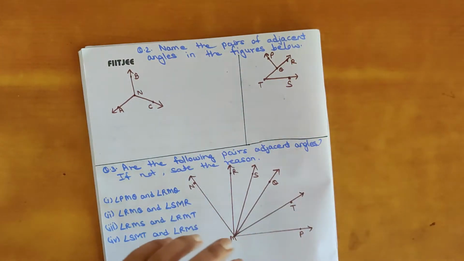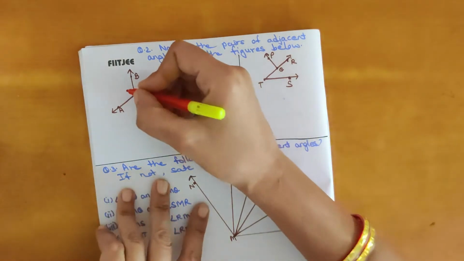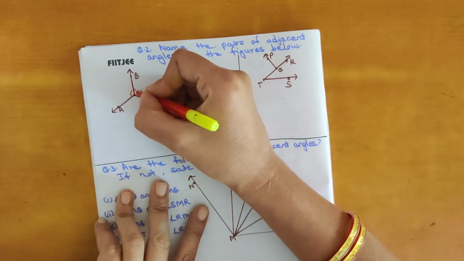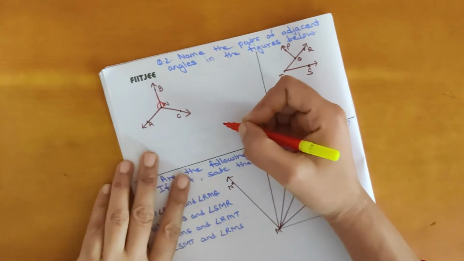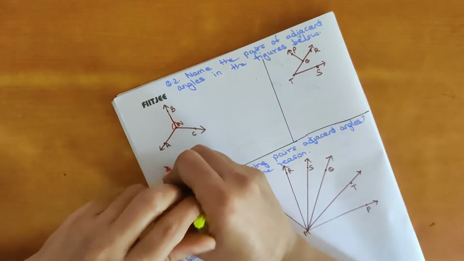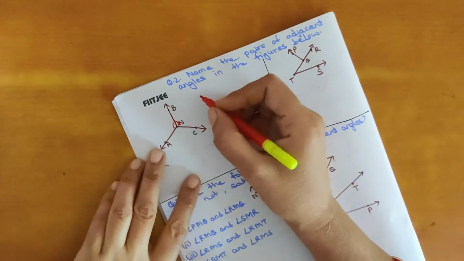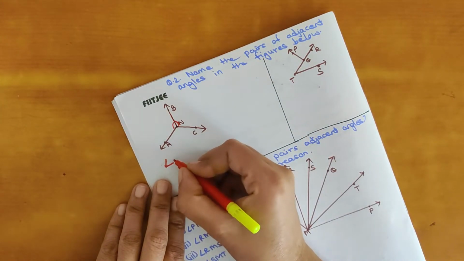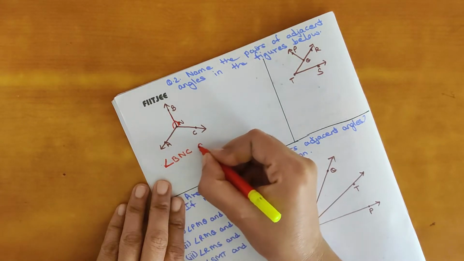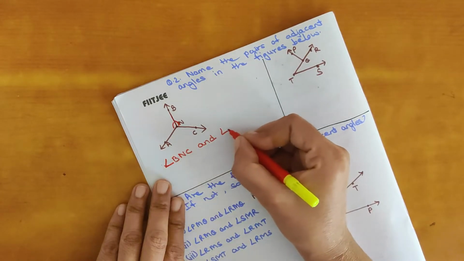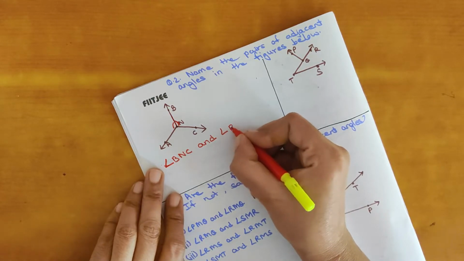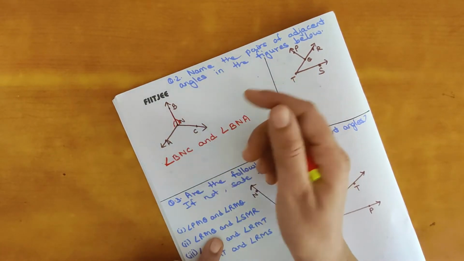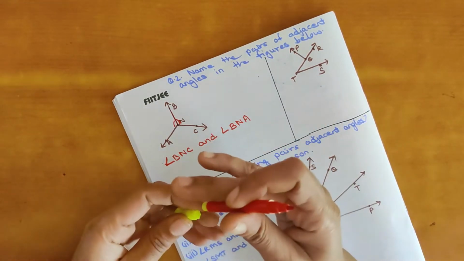So here we will go first. If I use different colors, see, if I'm using this as the common arm, then this and this are pairs of adjacent angles. So I can write angle BNC and angle BNA. See, BNC and BNA, they are pairs of adjacent angles.